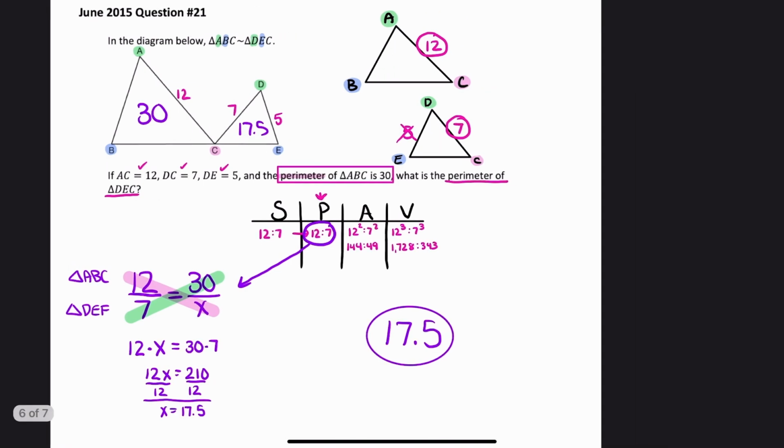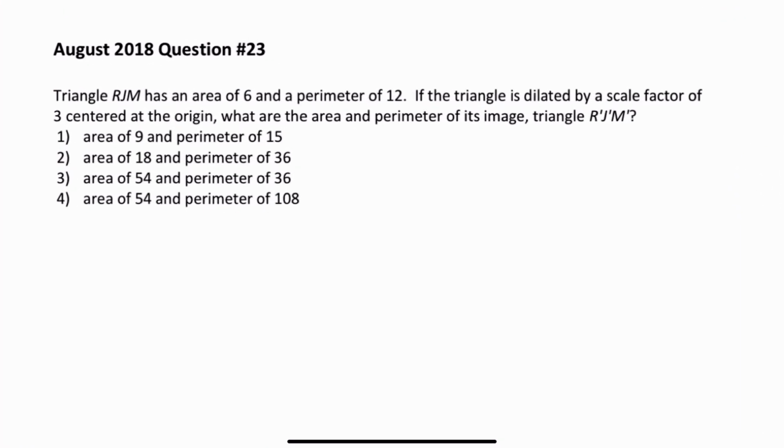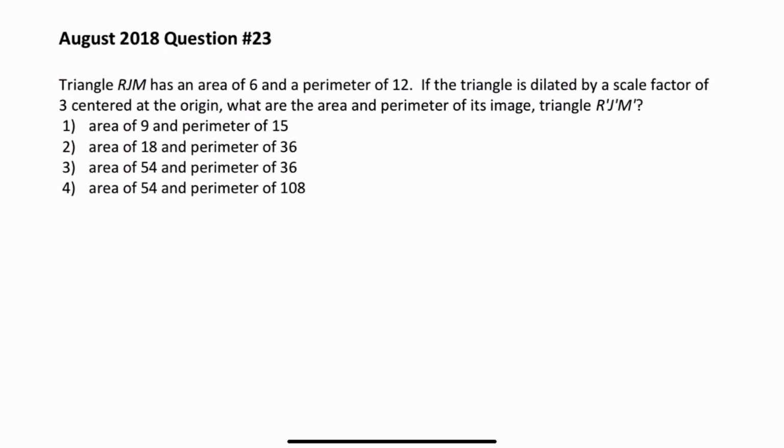Now let's do the last Regents question. This one's from August 2018, and I love this question. Again, it's not giving me any diagrams, but it's telling me that triangle RJM has an area of 6 and a perimeter of 12. And then it's saying if the triangle is dilated by a scale factor of 3 centered at the origin, what are the area and perimeter of its image? Triangle R prime, J prime, M prime.